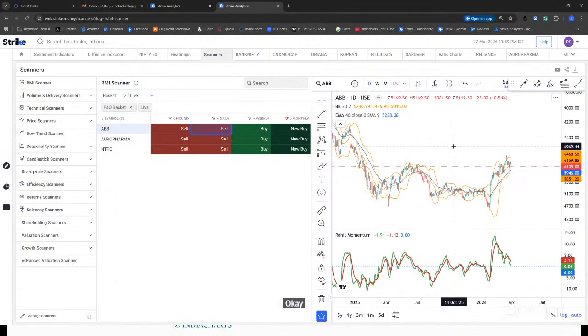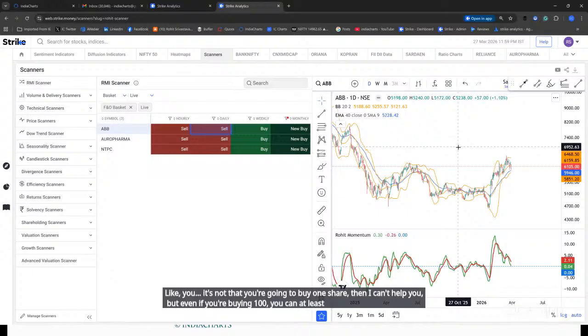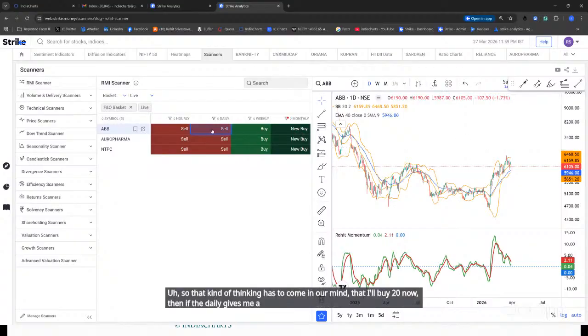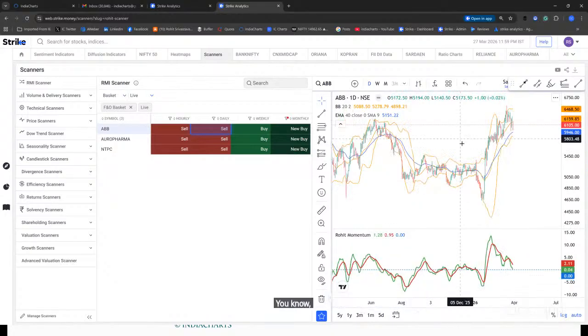Like it's not that you're going to buy one share, then I can't help you. But even if you're buying 100, you can at least start with 20. Yes, sir. Understood. So that kind of thinking has to come in our mind that I'll buy 20 now. Then if the daily gives me a buy signal, I'll buy more 20 because you're an investor. Yeah, so it doesn't matter. It's not option or future where I have to leverage up everything all at once.